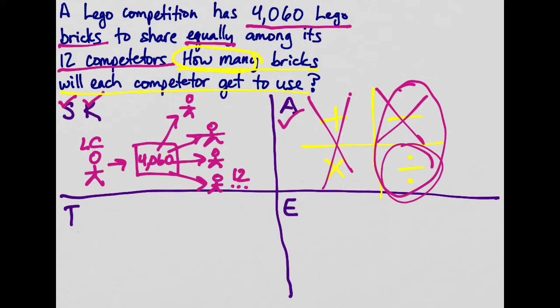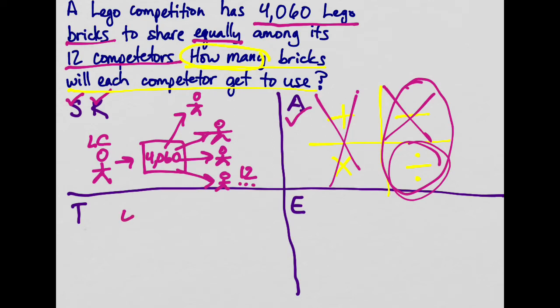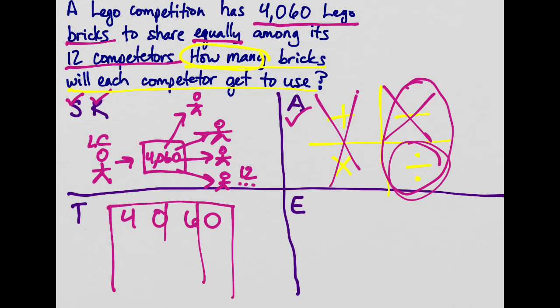So now I'm down here in the try it step, and I am ready to do the division. I'm going to start with the amount of Legos they had. They had 4,060, and they're splitting it up, draw my place value chart, into groups of 12, or into 12 groups, because they've got 12 competitors. So I'm going to divide by 12. Starting here with my 4 in the thousands place, I don't have enough to make a group of 12, so I'll make 0 groups in the thousands place. Since I made 0 groups, I use 0 pieces. 4 left over. Take my leftovers next door.